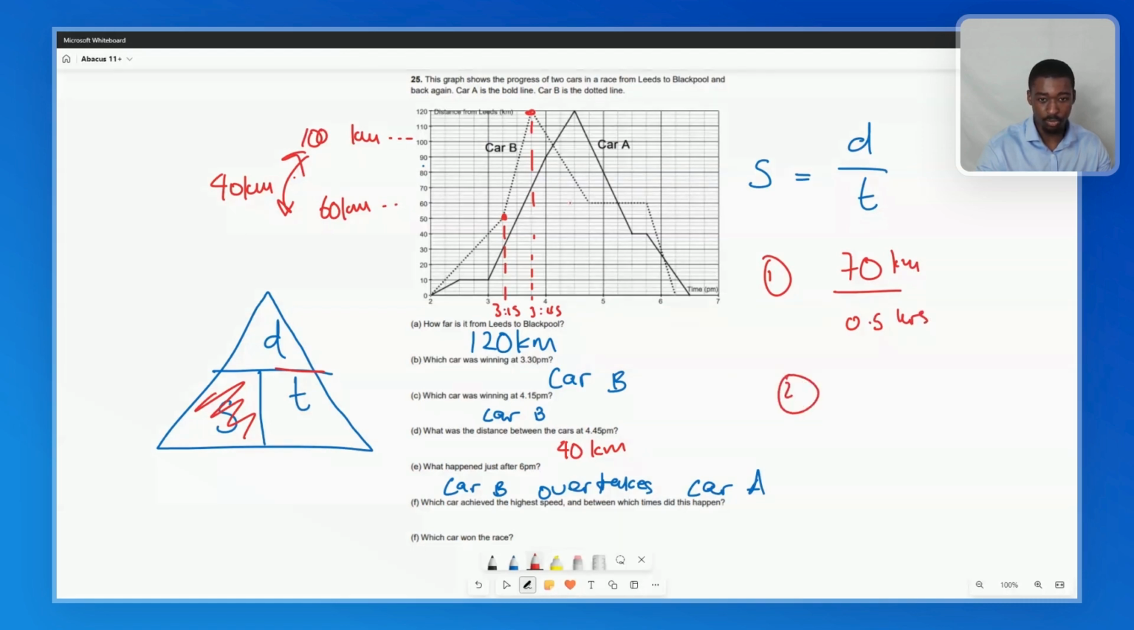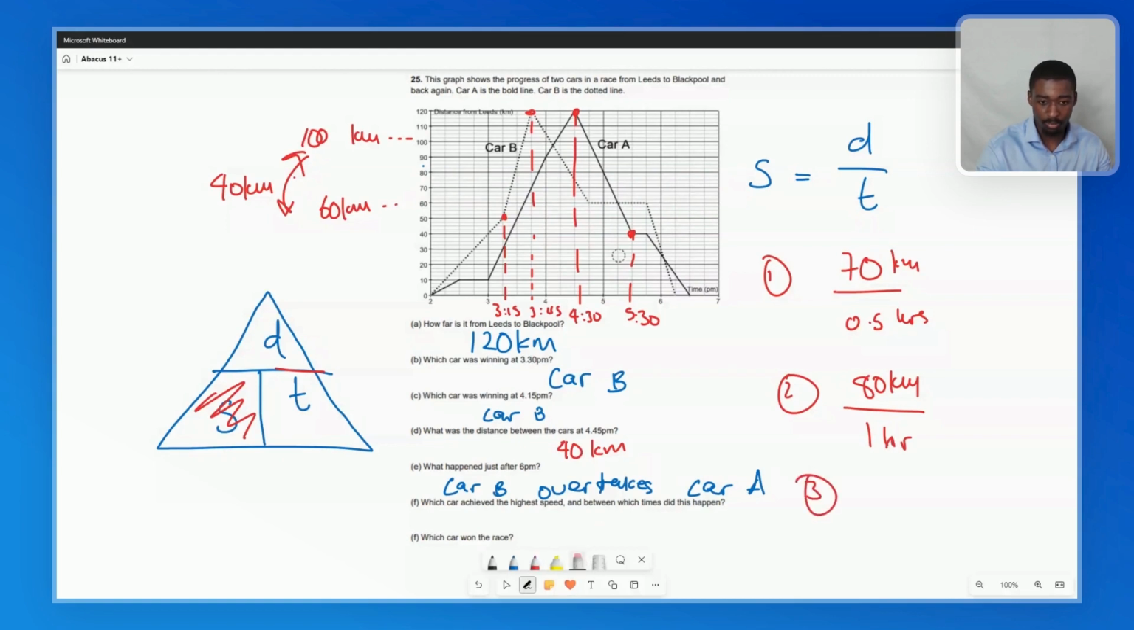What about scenario two over here? How many kilometers in distance? We're going from 120 to 40. So 80 kilometers. What's the time? Well, trace it downwards. We're going from 4:30 to 5:30. So 80 kilometers in 1 hour. And what about scenario three?